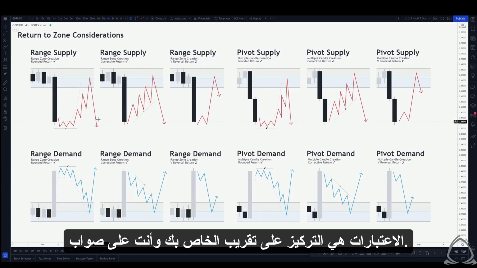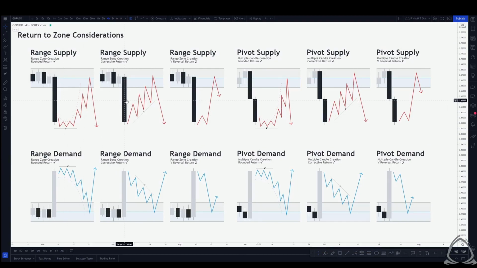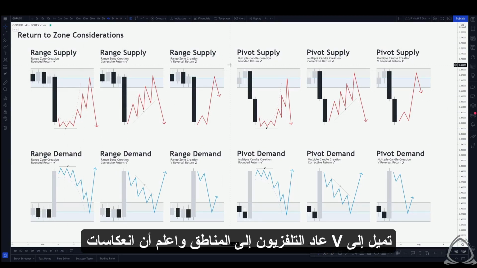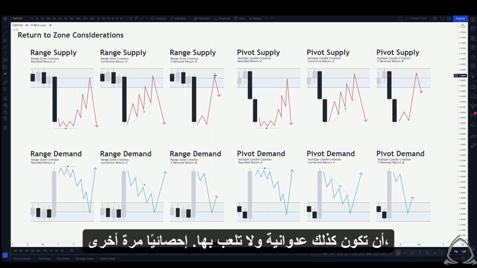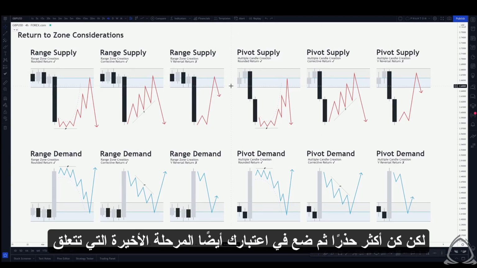Just one final consideration to be thinking about when you're having those return to zone considerations is to focus on your rounded and your corrective return to zones. And be mindful that the V reversals tend to be aggressive and don't play out statistically. Again, you can look to trade them, but be more cautious.